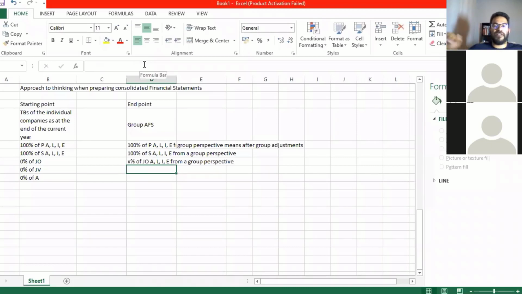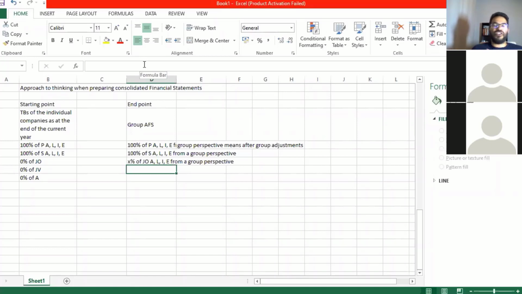Generally it's 50-50. So you want 50% of the assets, 50% of the liabilities, 50% of the income, 50% of the expenses on a line-by-line basis. Now, with the joint operation, you can either start with 0% and bring on your 50%, or you can start with 100% and then remove 50%. The general approach is to start with 0% and then bring on your 50%.